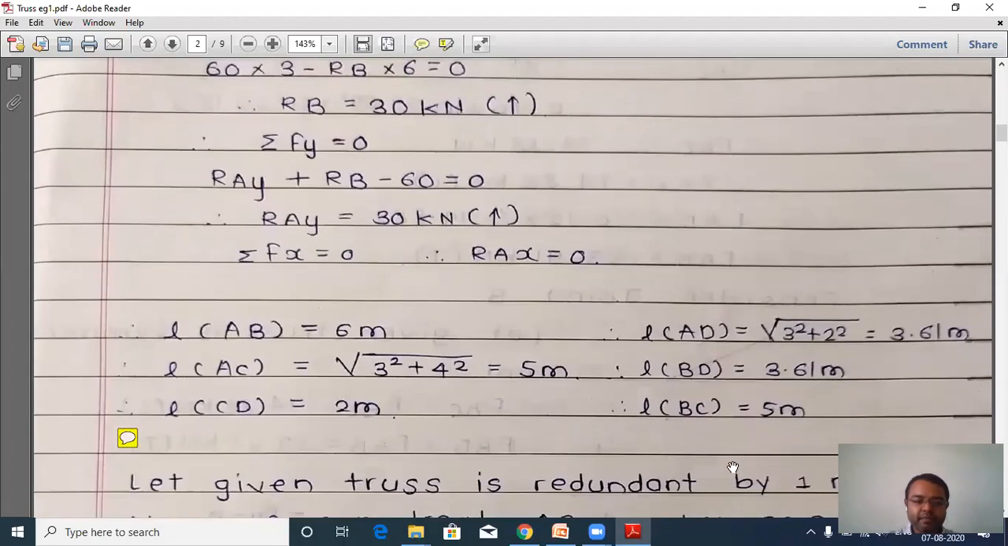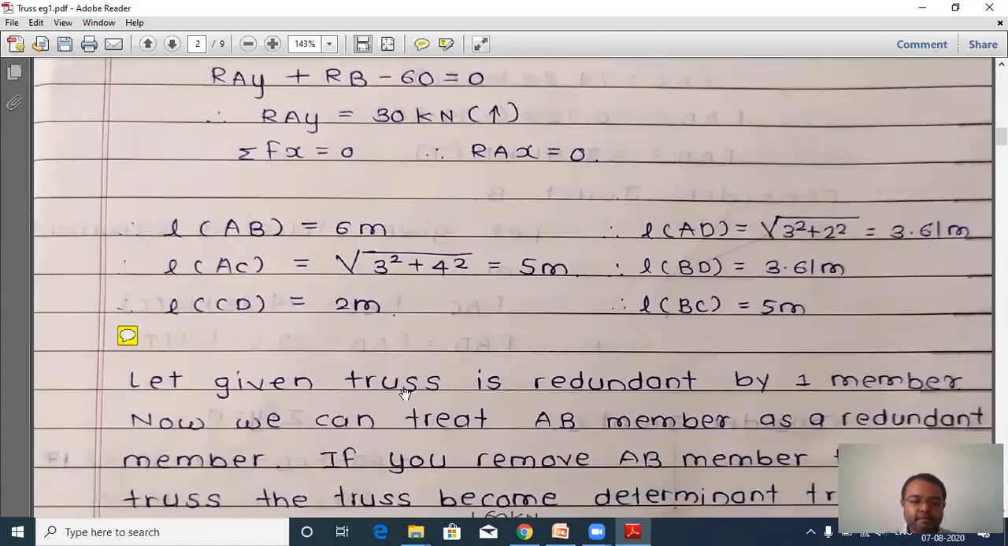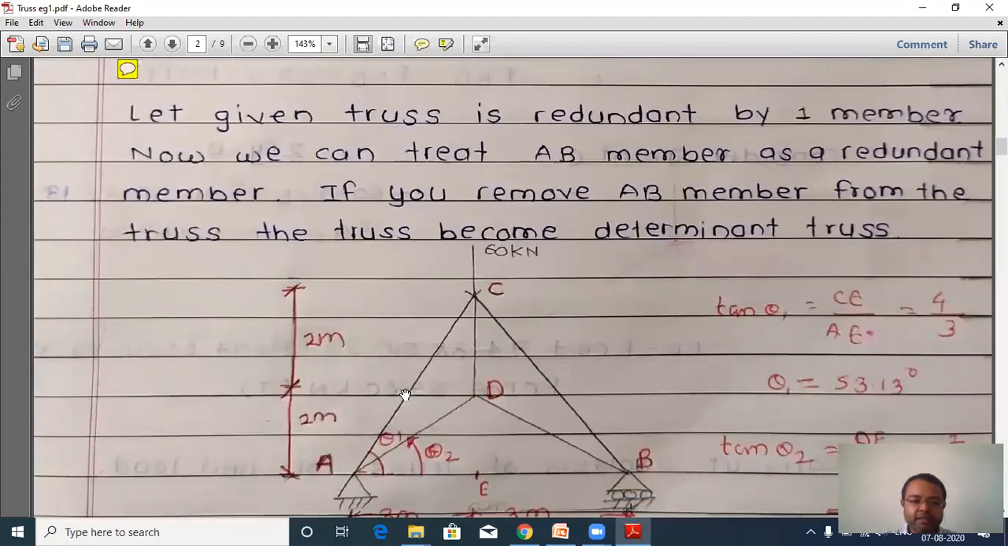Next step, we'll find the length of every member. Of course, you can find the length of every member by just Pythagoras. Here I have used Pythagoras. By any geometry you can find the length of every member. So next, we'll go for finding out the P forces.